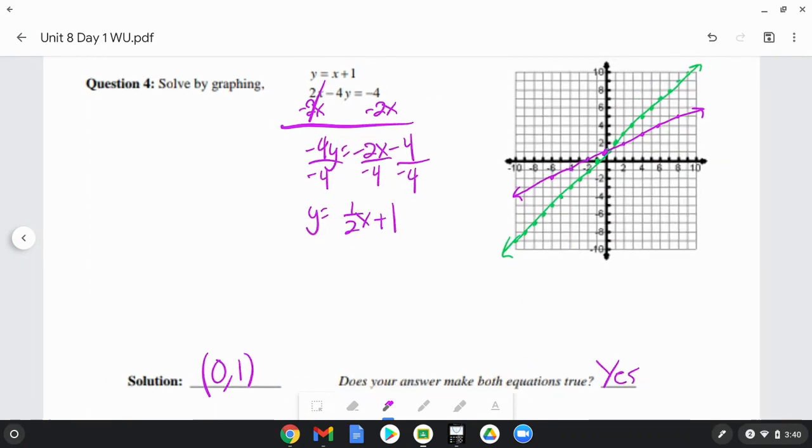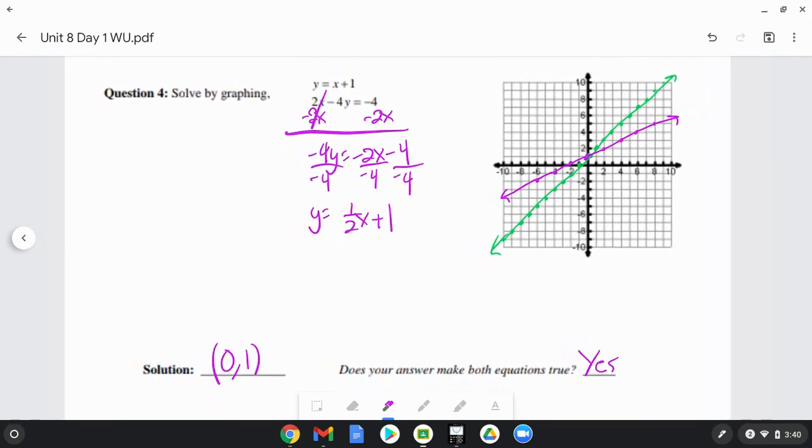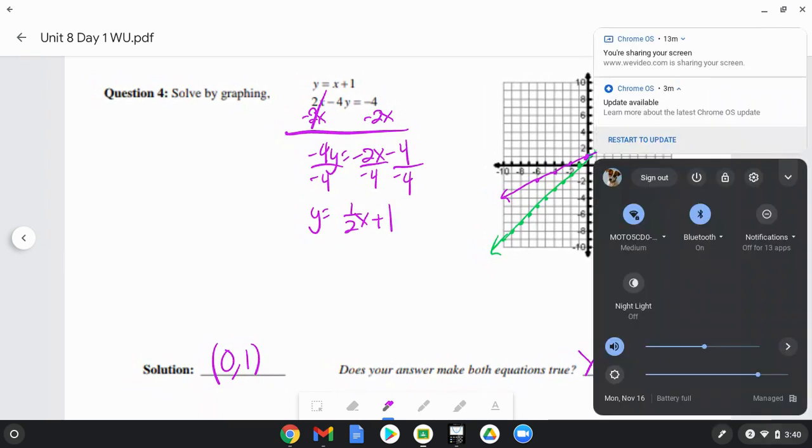So that's day 1. That's finding the solution of these systems just by graphing them and finding out where they intersect. The next day will be slightly different. We're going to add something onto that.